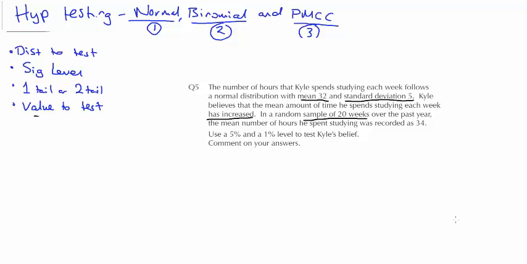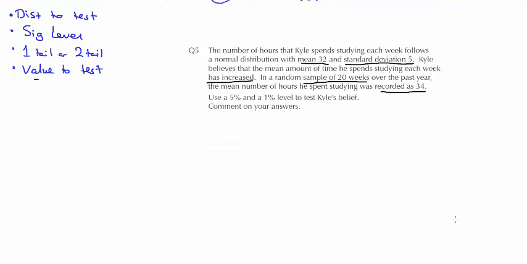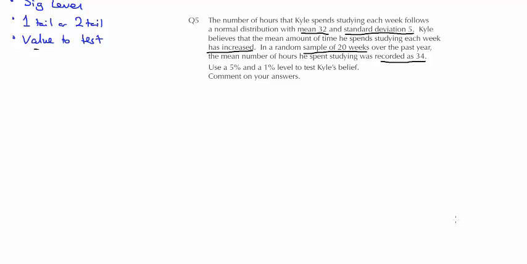distribution. It's going to be 5 squared over 20, the variance over the past year. And the mean number of hours he spent studying was recorded at 34. That's your value which you're going to be testing. Does that make sense? It says use a 5% and a 1% level to test Kyle's belief. So there are actually 2 tests which we're doing here, just to show you how things differ based on which test you do.